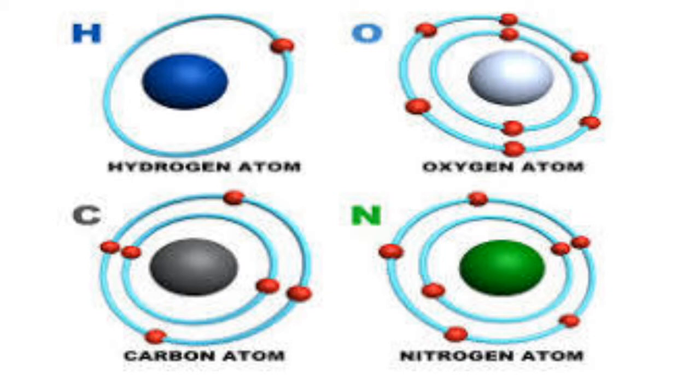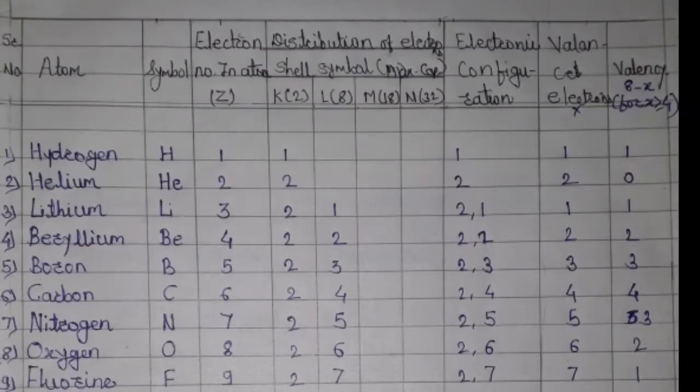Carbon has atomic number 6, that means 6 electrons. In the outermost shell there are 4 electrons. Its valency is 4. Now nitrogen: nitrogen's atomic number is 7, and in the outermost shell there are 5 electrons. It requires 3 electrons to complete its octet, so its valency is 3. By this table you can find out the valencies of elements by their electronic configuration.